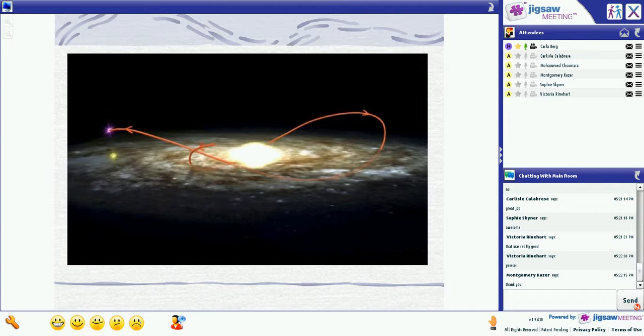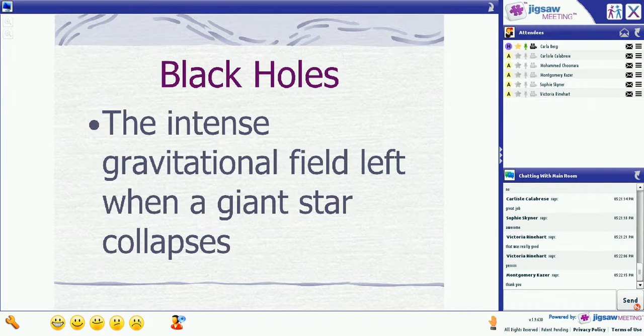Here is another image of a black hole from the side. And here you can't actually see the black in the middle. Would anyone like to read this slide about black holes for me? Go ahead, Victoria.